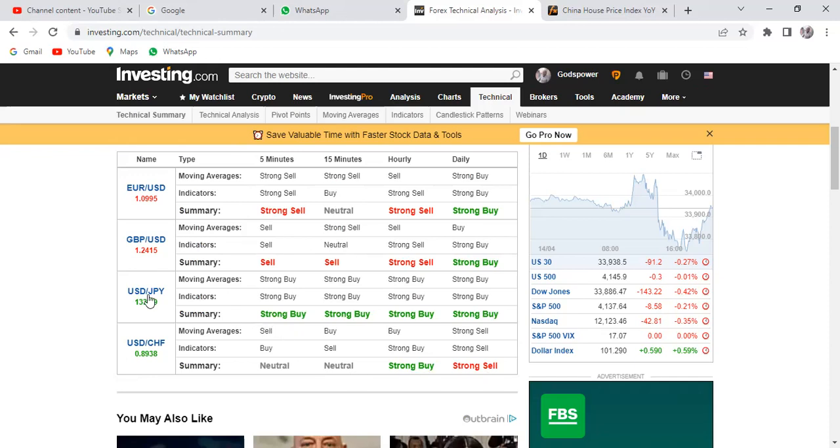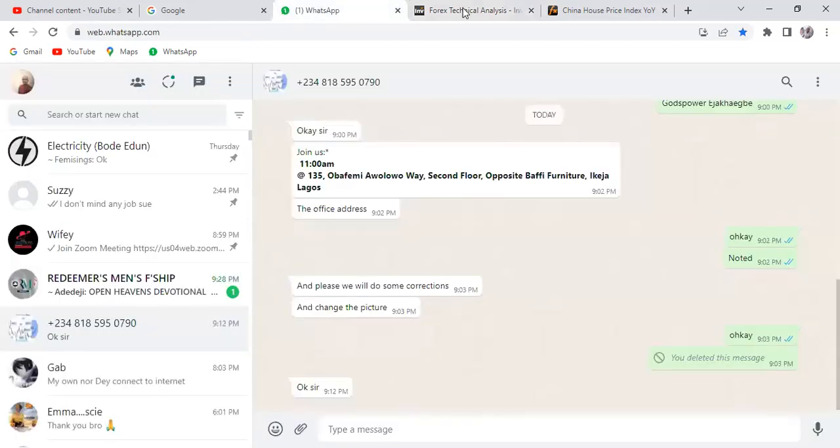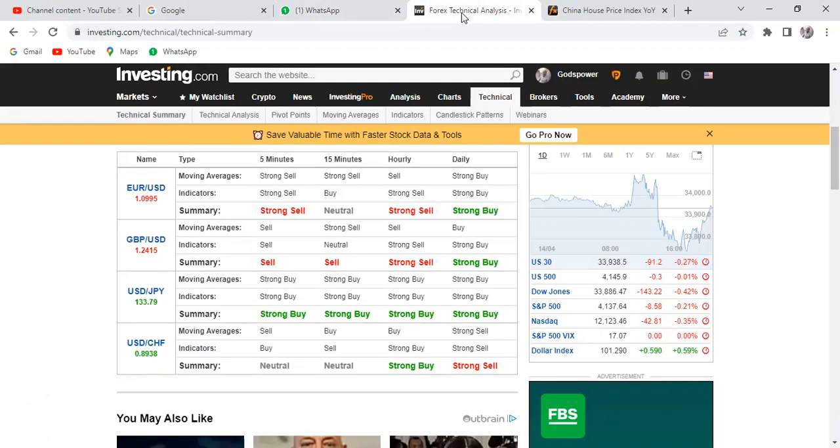Whenever I see a trade giving me strong buy, strong buy, strong buy, strong buy, what do you do? Jump into that market as a buy. Do you agree? Go into that market as what? As a buy. And you see that you are going to make your own profit with ease. Are you there? So let's proceed.